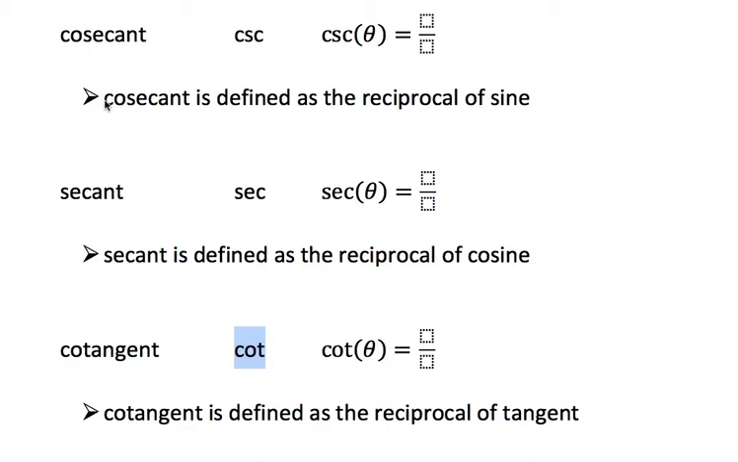So, cosecant is defined relative to sine. The relationship between sine and cosecant is that they are reciprocals. The same sort of thing exists for secant, except that secant is defined relative to cosine. Secant is the reciprocal of cosine. Cotangent is the reciprocal of tangent.